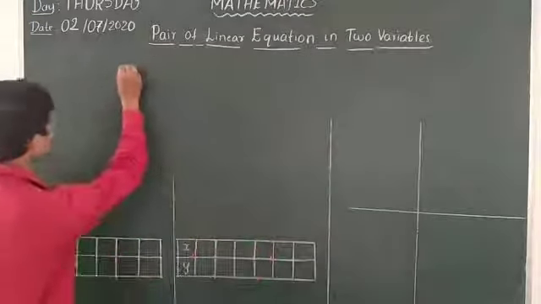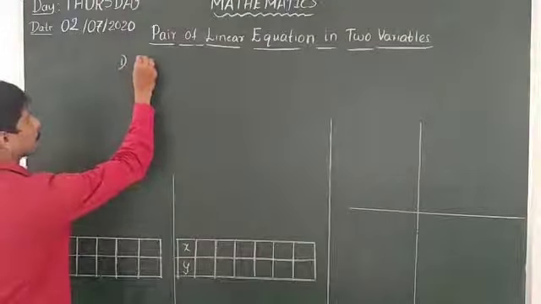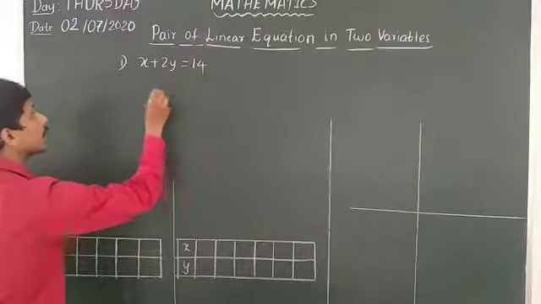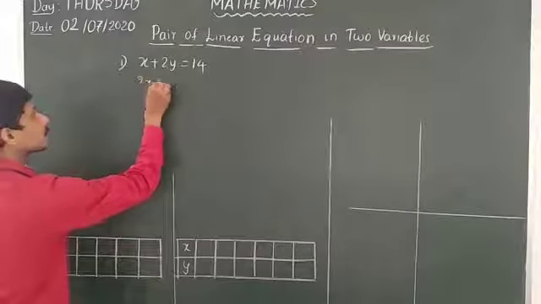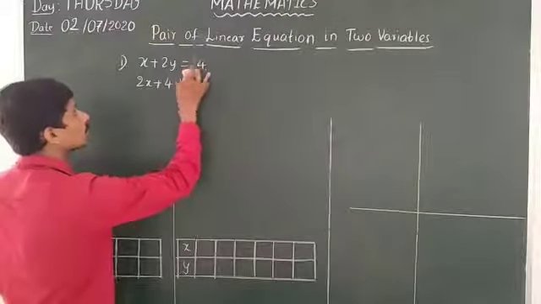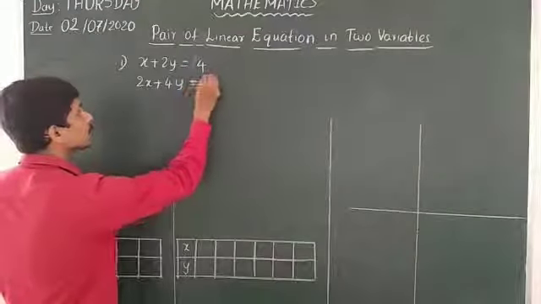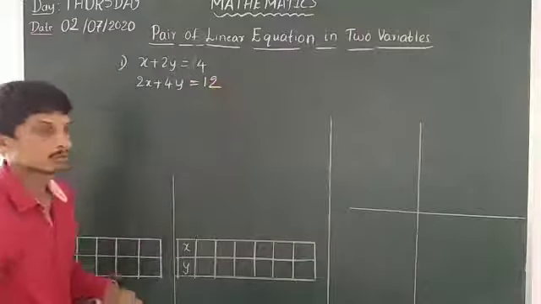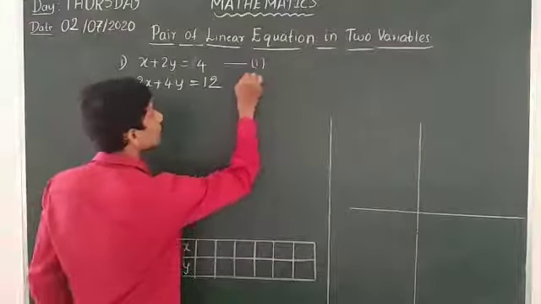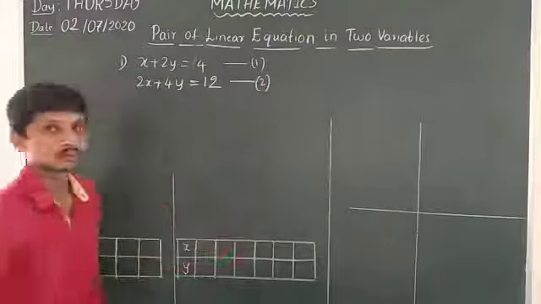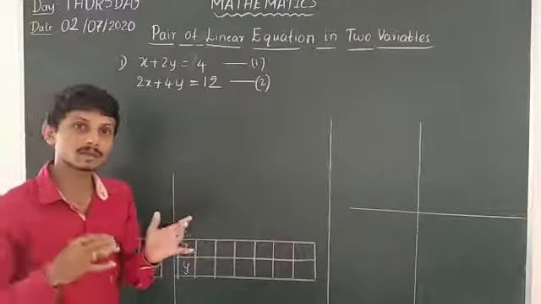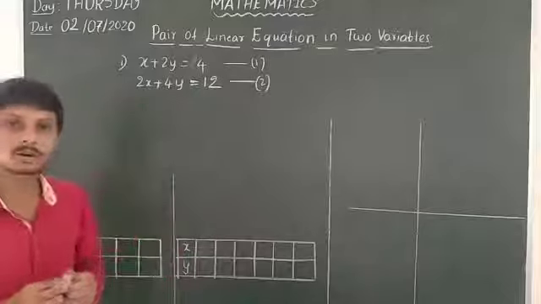Firstly, I will consider x plus 2y is equal to 4 and 2x plus 4y is equal to 12. So I will consider these two equations as equation number 1 and equation number 2. So we have to solve both these equations, whether in the form of y or in the form of x.